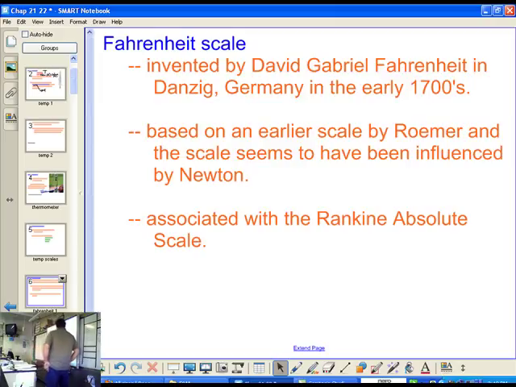But this was based on an earlier scale by a guy named Romer. And we're actually going to see Romer later on with light. Romer actually had a very early measurement of the speed of light, a pretty good, accurate one, too. But Romer was actually an astronomer. And the scales seem to have been influenced also by Newton. So these guys all lived at the same time.